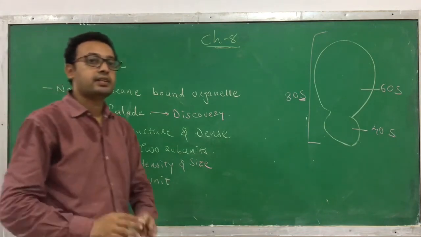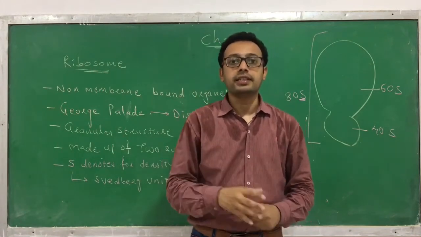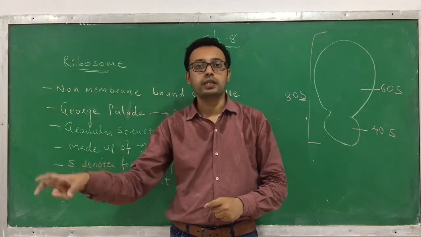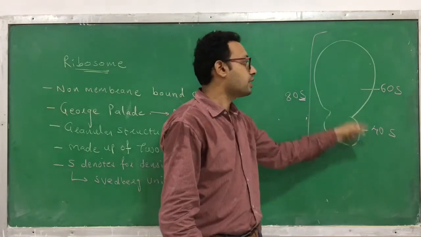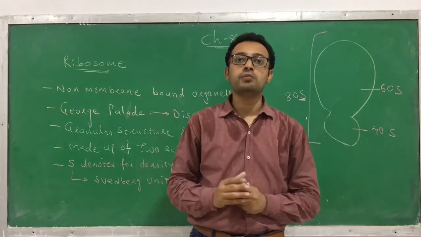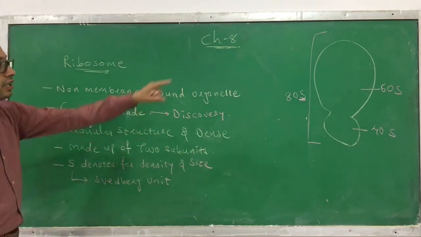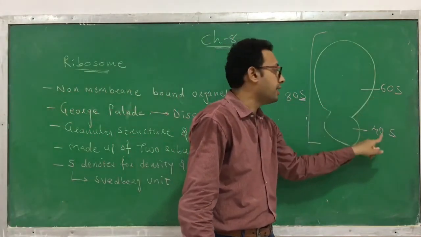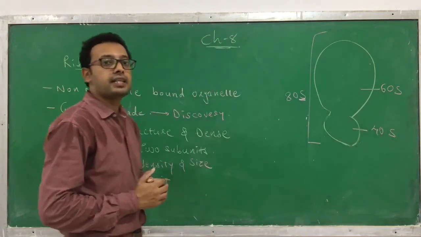So the ultimate thing is that you have to remember that in a eukaryotic cell the size of the ribosome is 80S, and in a prokaryotic cell the size of the ribosome is 70S. You also have to remember the individual size of the subunits, because both ribosomes are made up of two subunits, larger and smaller. In the eukaryotic ribosome, the larger subunit is 60S, the smaller subunit is 40S, and the total size is 80S.